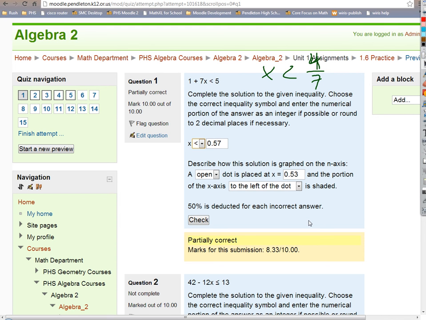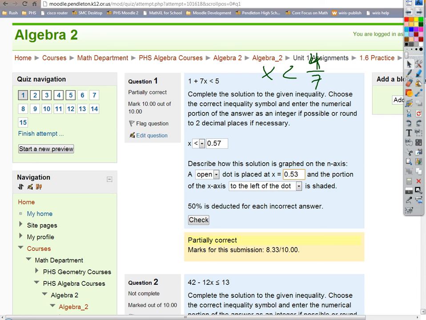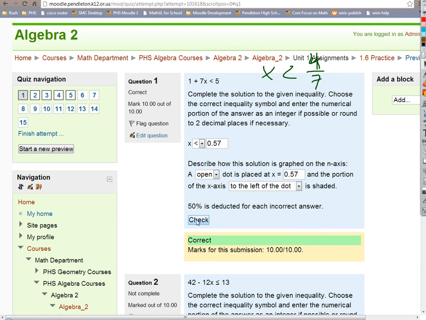Now when I checked this, I got partial credit. If you want to know where you missed something, just mouse over the solutions and it'll tell you how you did. See, that's the one that I missed. I got 0 out of 2 on that one because it was supposed to be 0.57. Now if I try that, I should be good.